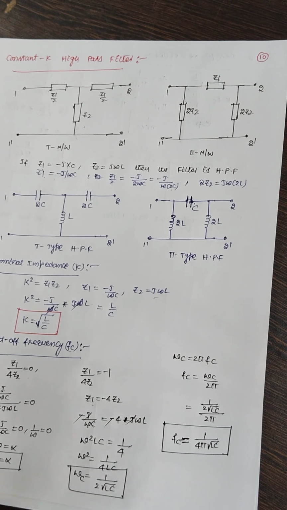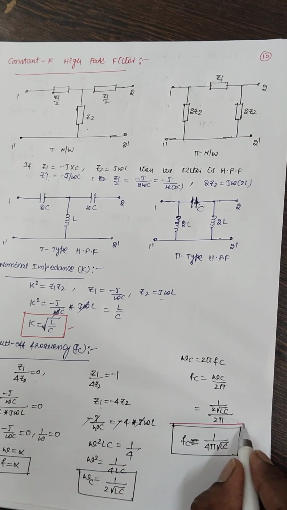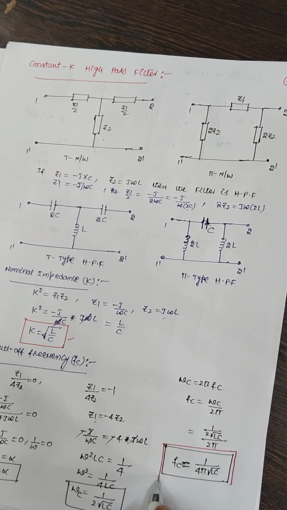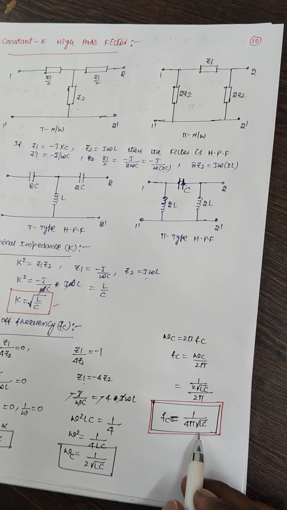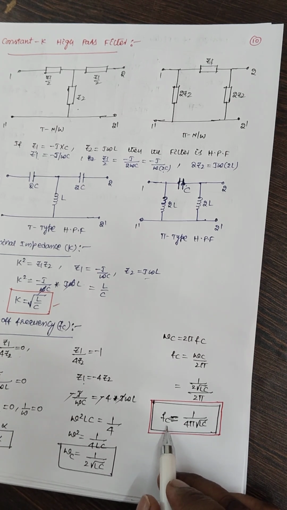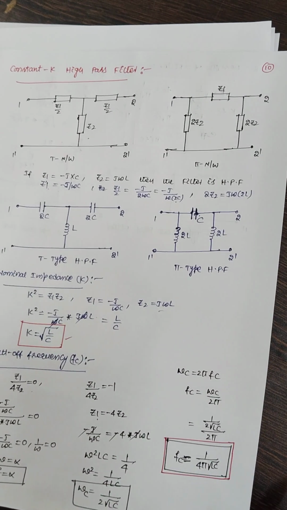Okay, so this is the expression for cutoff frequency for a high pass filter. So we need to remember this expression along with the expression for a low pass filter. For a low pass filter, FC is equal to 1 by pi root LC. For a high pass filter, FC is equal to 1 by 4 pi root LC. Right. So I got the expression for cutoff frequency.